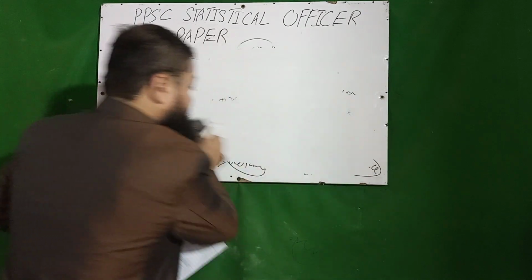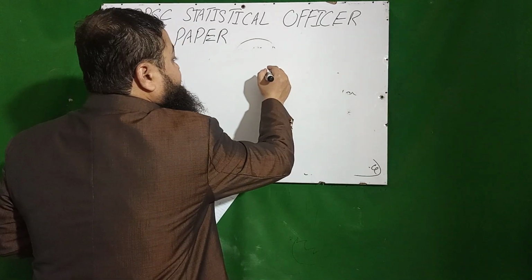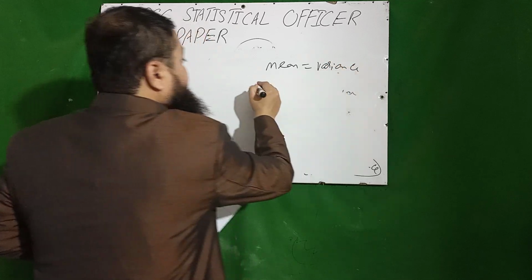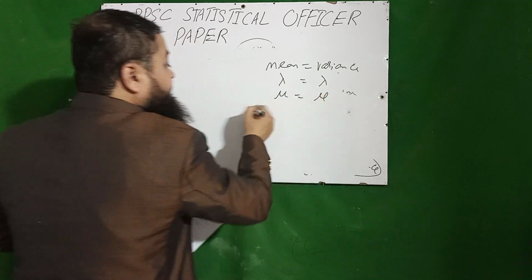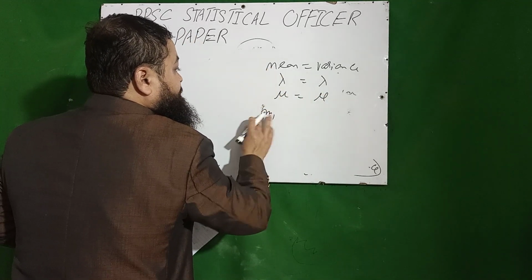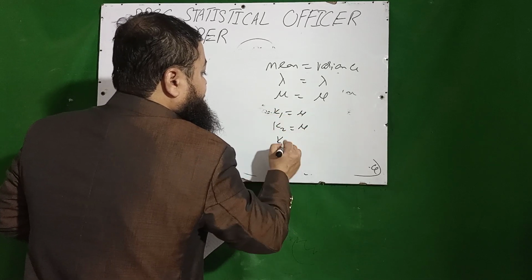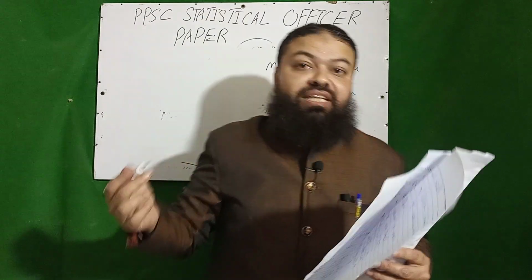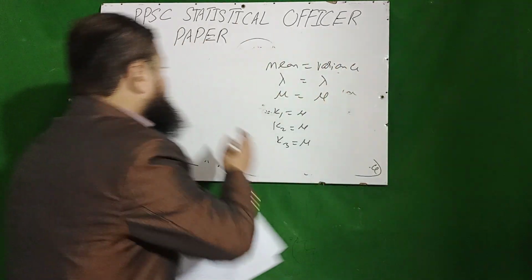And that was the repeat question in both of the papers. Mean and variance of the Poisson distribution: mean is equal to variance. For example, if it is lambda, it will also be lambda. If it is mu, it will also be mu. In Poisson distribution, m1 is equal to k1. k1 is equal to mu, k2 is also equal to mu, k3 is also equal to mu. And the moments are also equal to the mean. A very important one.